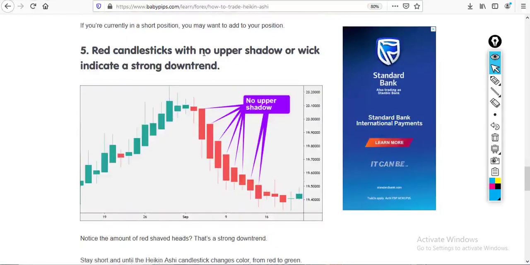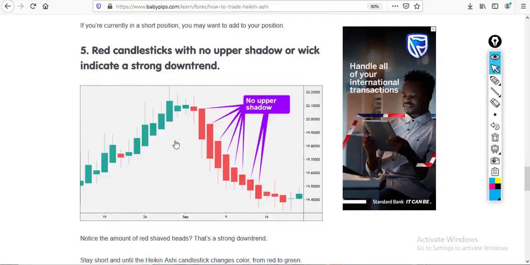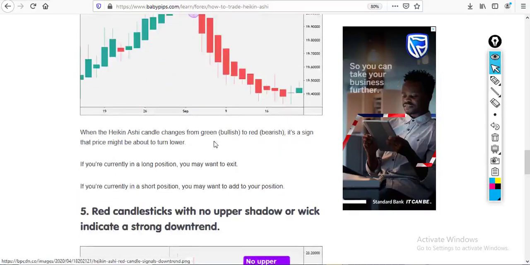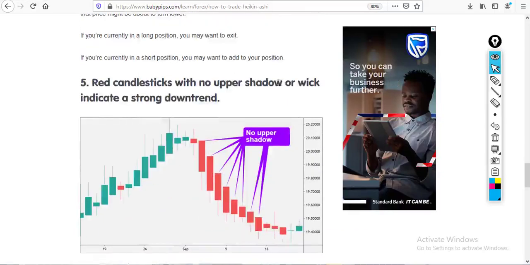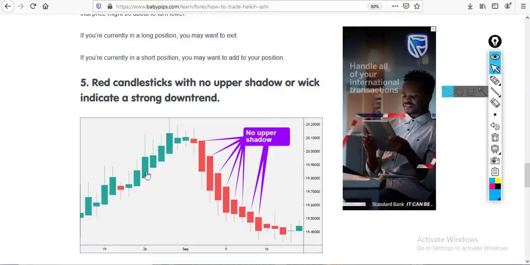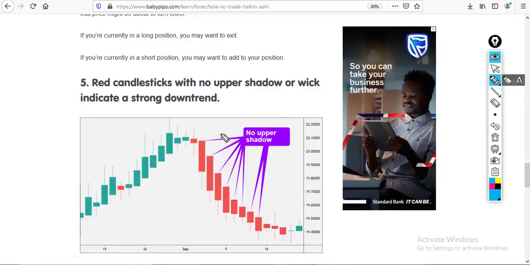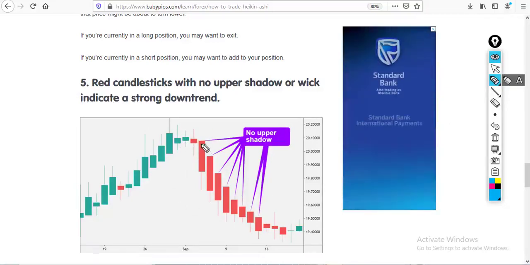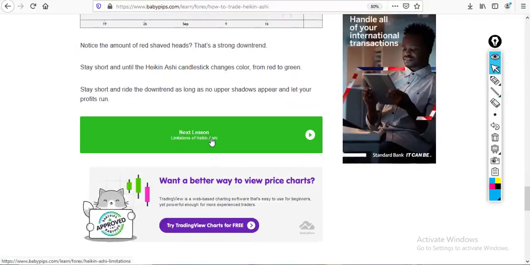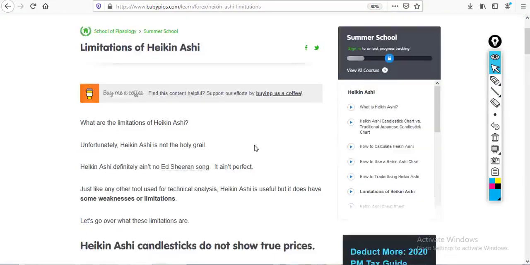Now the red candlesticks with no upper shadow or weak shadow signal a downtrend. I think we have just mentioned this. And what do they say here? The red candlestick signals a downtrend, and the red candlestick with no upper shadow or wick indicates a strong downtrend. But when there is an absence of a shaved head, just know that the trend to the downside is very, very powerful.